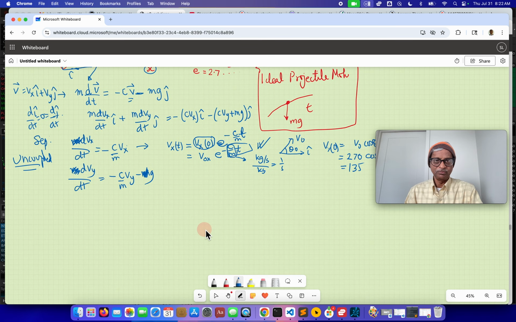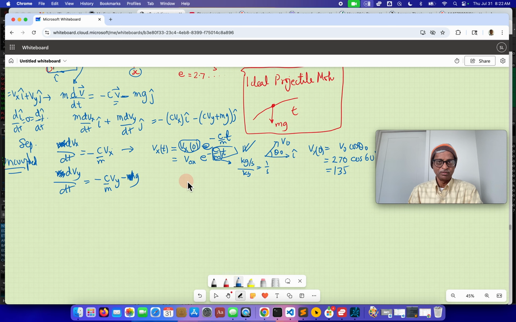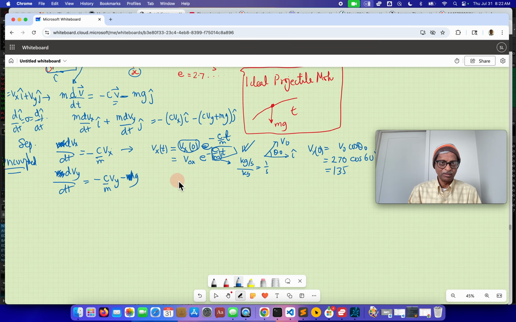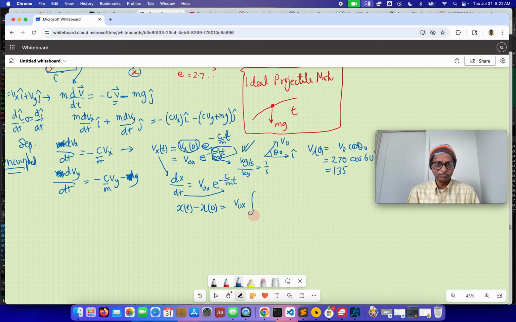Okay, so now we are here. But we need to get x. So this left side is dx dt, and right side is v0x. This is constant, e to the minus c over m t, and there's no x here, so just bring dt and integrate it. So x of t minus x at 0 time equal to v0x, integral from 0 to t of e to the minus c over m t dt.